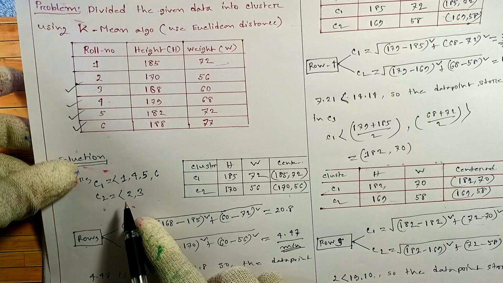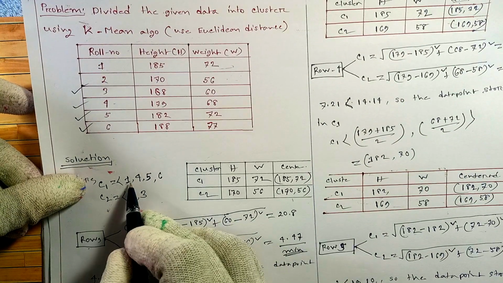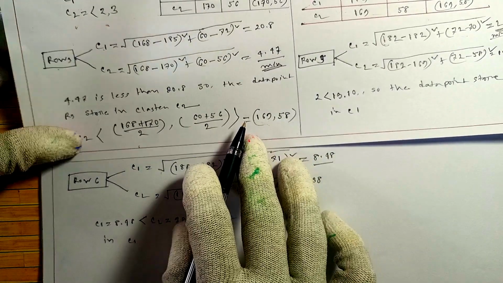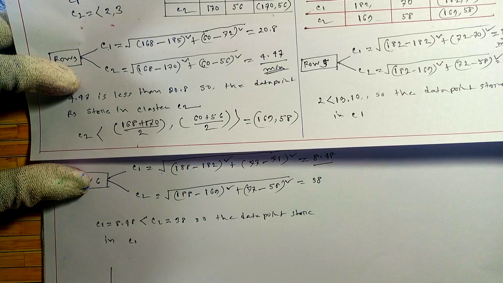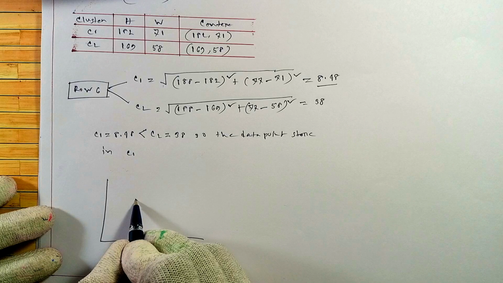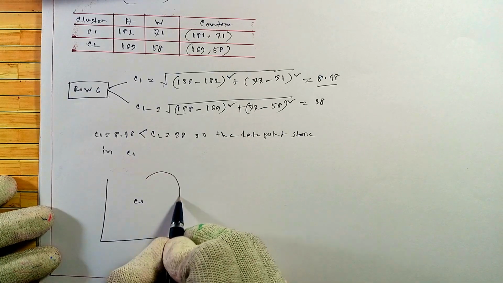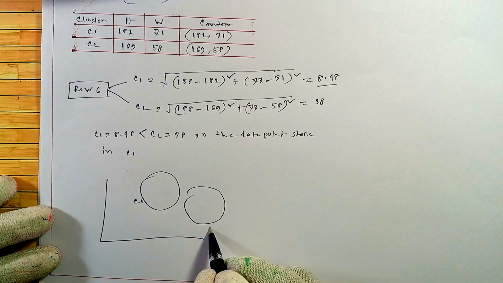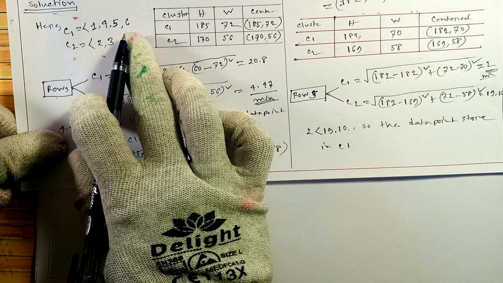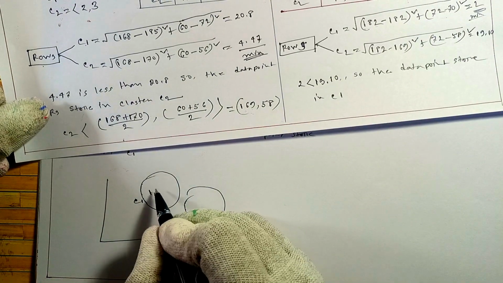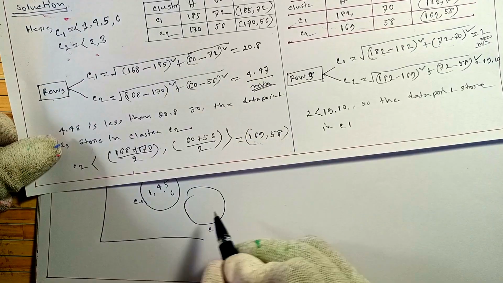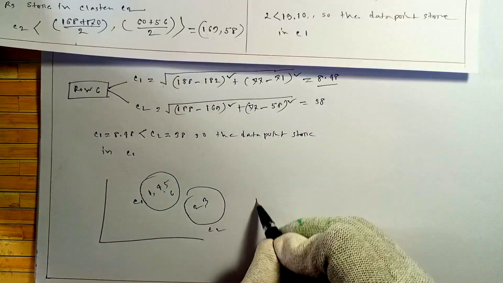So let's get the clusters. C1 has rows 1, 4, 5 and 6. C2 has rows 2 and 3. So you can make the clustering this way. This is the C1 cluster and this is the C2 cluster. So we know the values here: C1 is 1, 4, 5 and 6, and C2 is 2 and 3. That is the answer.